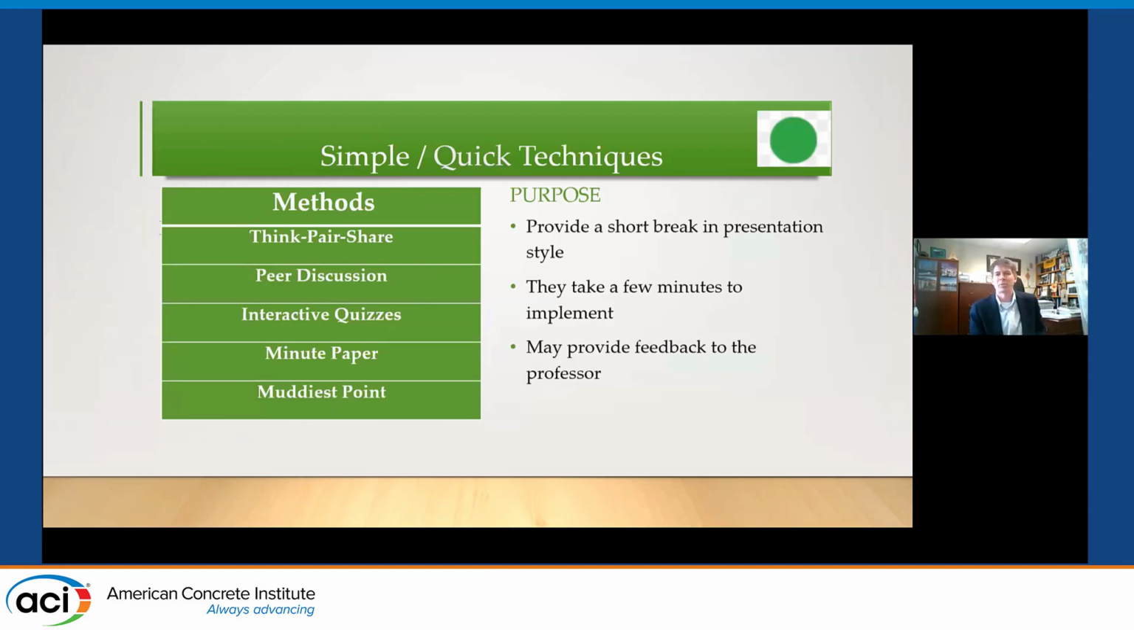So moving forward from here, the first set of examples I'd like to go through are really some of what we call the simpler or quicker techniques. You know, think, pair, share, peer discussion, interactive quizzes, a minute paper, and muddiest point. Now, all these have some variations. They're all a little bit different. Maybe you've tried them before. But the idea is they're primarily short and they're methods of breaking up a class.